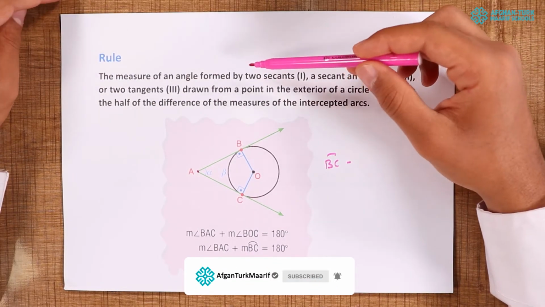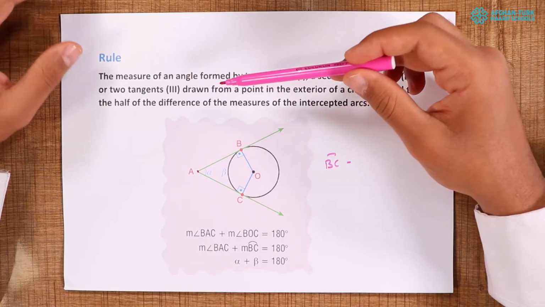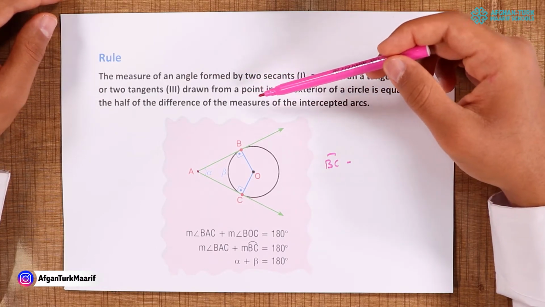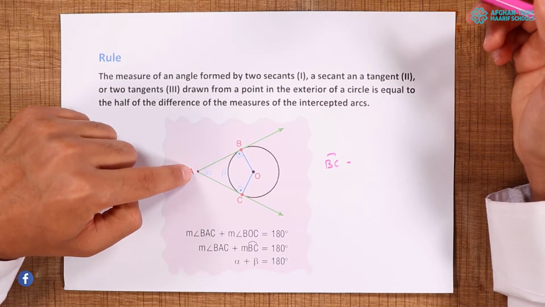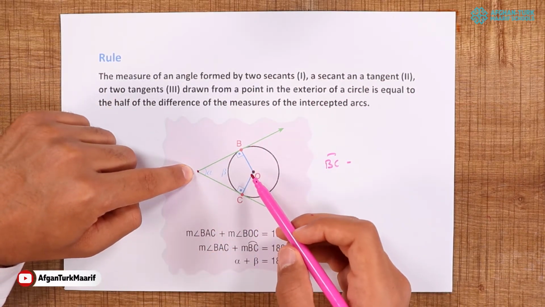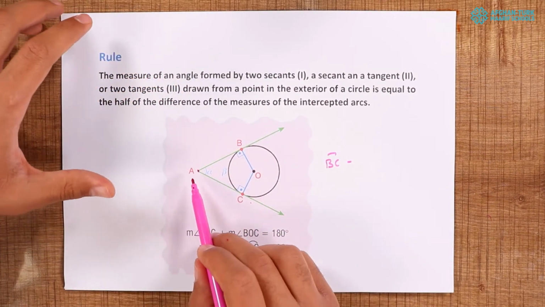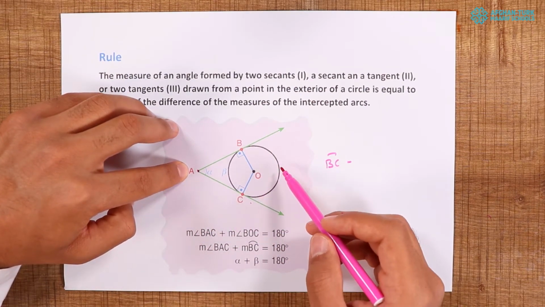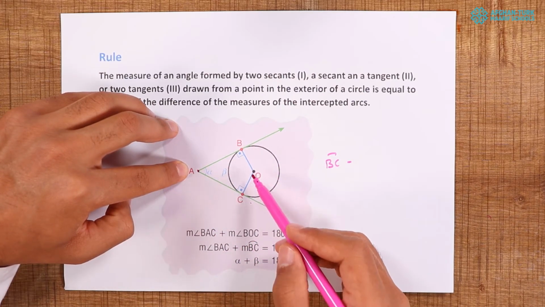Rule. The measure of an angle formed by two secants, or a secant and a tangent, or two tangents drawn from a point in the exterior of a circle is equal to half of the difference of the measures of the intercepted arcs. As you see in the figure, we have point A in the exterior of the circle and also two tangents. Doesn't matter, it can be a secant and a tangent or two secants that form this angle from the exterior of the circle. We have angle A and also we have this circle. Two tangents make an angle of A from the circle.